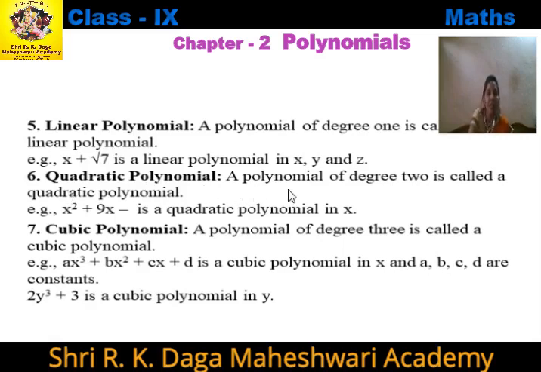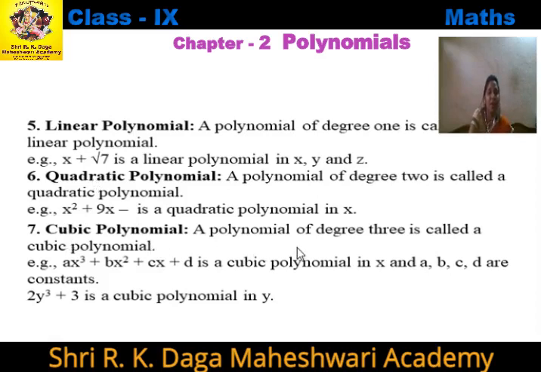Quadratic polynomial. A polynomial of degree 2 is called a quadratic polynomial. In this example, you can see the highest power of x is 2. So it is called a quadratic polynomial.